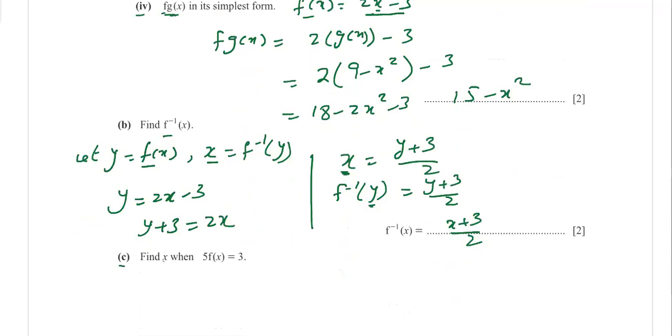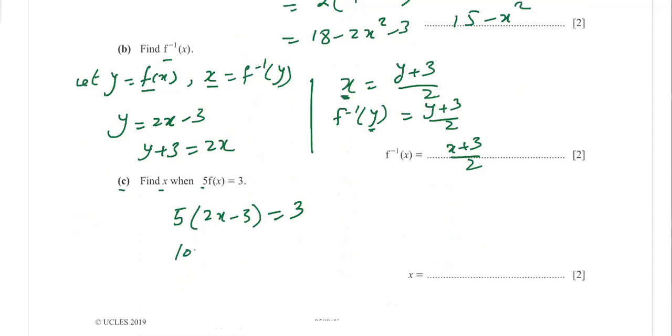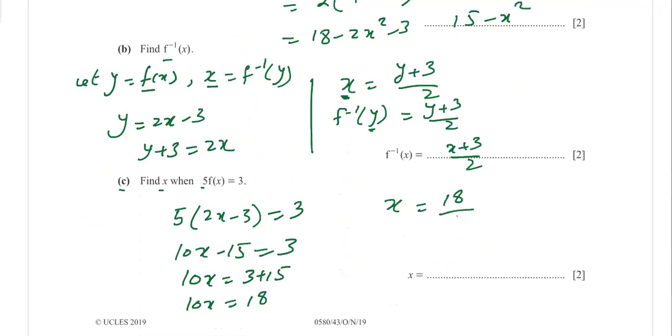And in part C is find x when 5 f of x is equal to 3. Now 5 f of x. What is f of x? F of x is 2x minus 3. It's given equal to 3. So find the value of x. 10x minus 15 equals 3. 10x equals 3 plus 15. 10x equal to 18. Finally, x will be equal to 18 over 10, or you can say divide by 2, so 9 over 5. X is 9 over 5.